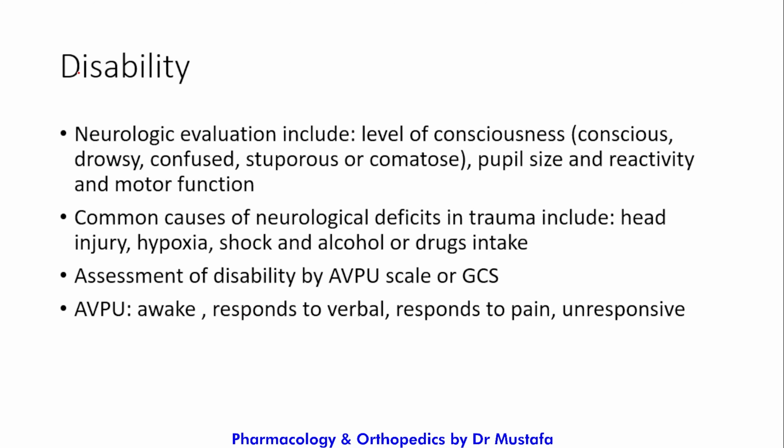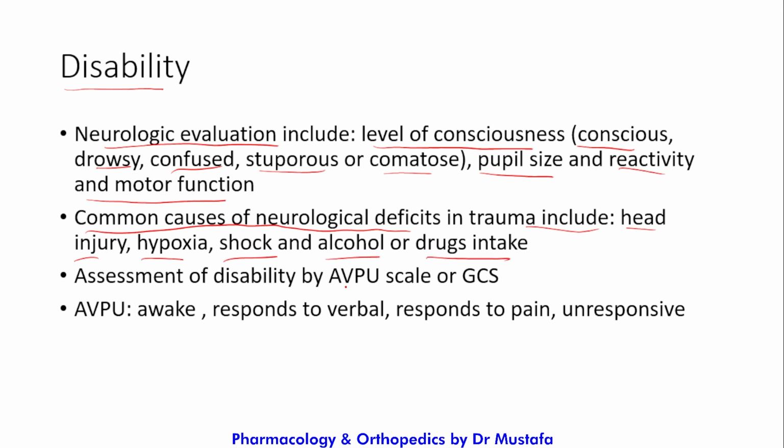So after the C, which is the circulation, comes the D, which stands for disability. Neurologic evaluation includes the level of consciousness, which is either the patient is conscious, drowsy, confused, stuporous, or comatose. Also, evaluation of the pupil size and reactivity to light and motor function. Common causes of neurological deficits in trauma include head injury, hypoxia, shock, alcohol, or drug intake.